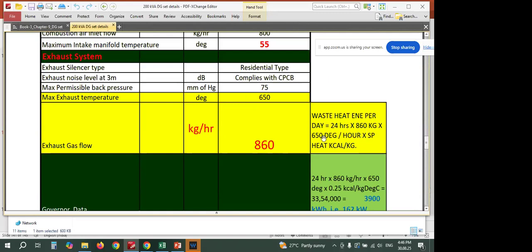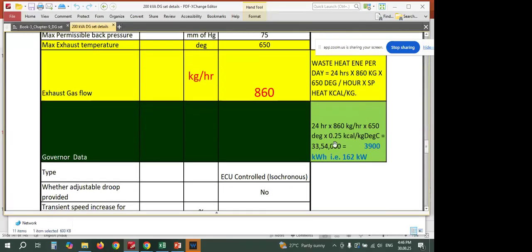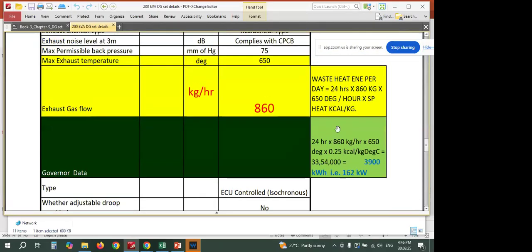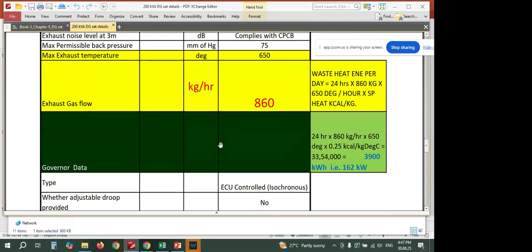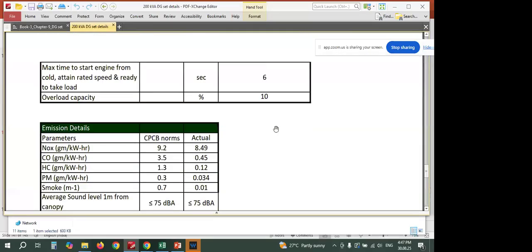So 650 degrees multiplied by specific heat. So the calculation comes over here. 24 into 860 into 650 into 0.25, and so on. So considering 3900 calories per kWh, it is up to 162 kilowatt. That is the potential heat recovery we can get from this. And now see the calculation at the bottom.